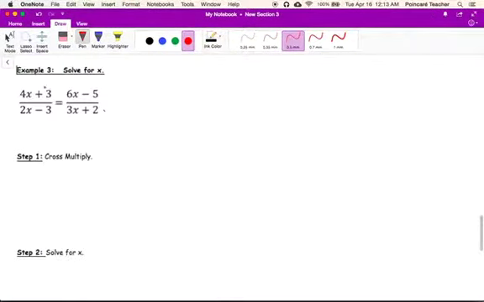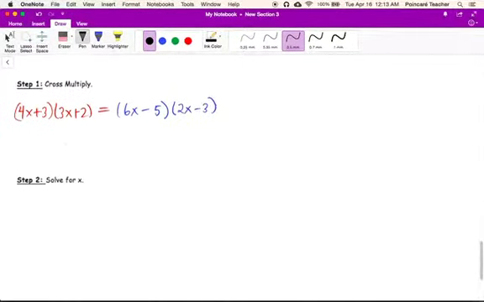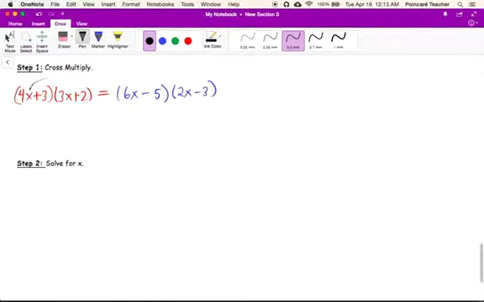Okay, so for the first step, we're going to cross multiply. Okay, so the cross multiplication is done. And now I'm going to solve for x. So I'm going to have to multiply everything out here. That's going to give me 12x squared plus 8x. And then distributing the 3 will give me positive 9x plus 6 on one side of the equal sign.